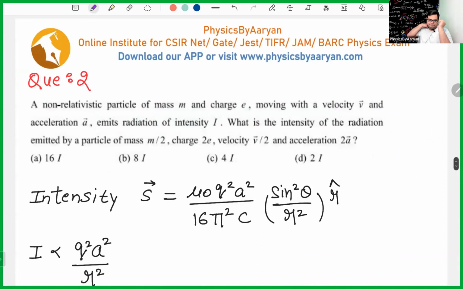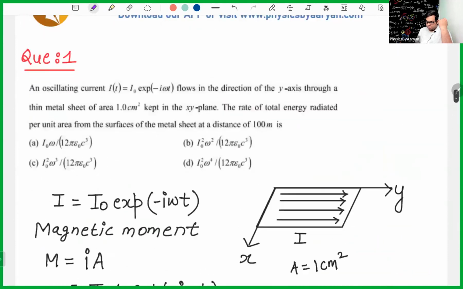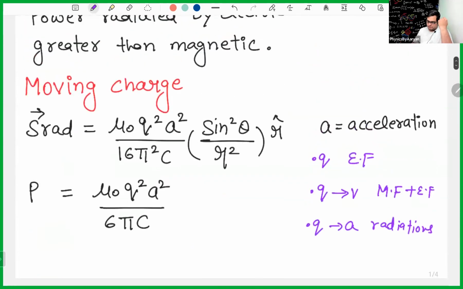So this question: a non-relativistic particle of mass m and charge e is moving with velocity v vector and acceleration a vector. It emits radiation of intensity I. Intensity basically means this thing. What is the intensity of the radiation emitted by a particle of mass m by 2, charge 2e, velocity v by 2, and acceleration 2a? So let's go to our formula.